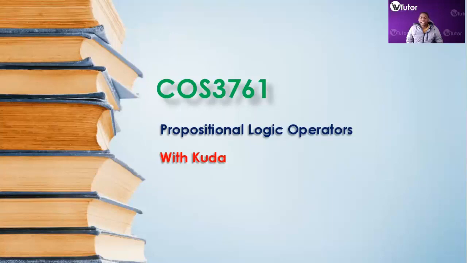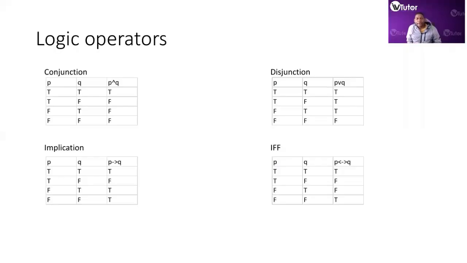We use words like however, and, or, but. These allow us to join different statements. So for propositional logic, since it is a language of its own, we also have propositional logic operators. The logic operators that we have are 5. The first 4 are conjunction, disjunction, implication, and if and only if.